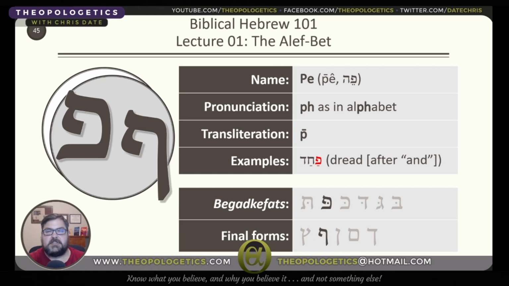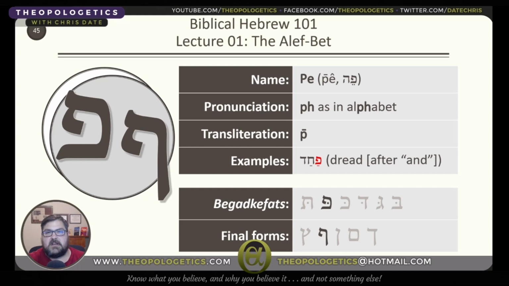Without the dagesh, the pei is pronounced like ph in alphabet, but because it's the same consonant as pei, it's transliterated using the English letter P, and to indicate that it doesn't have a dagesh, a line is written over the top of the P.